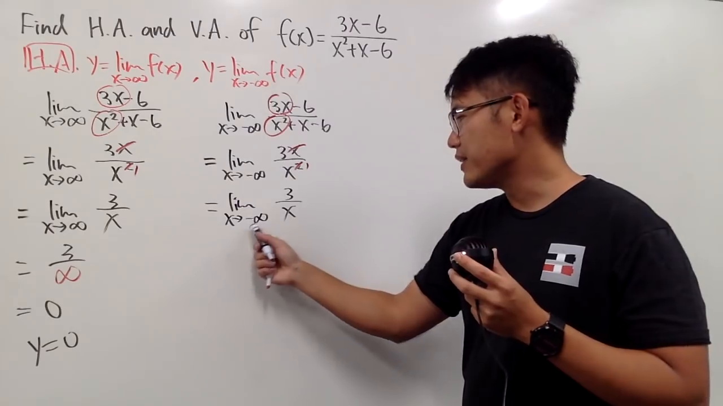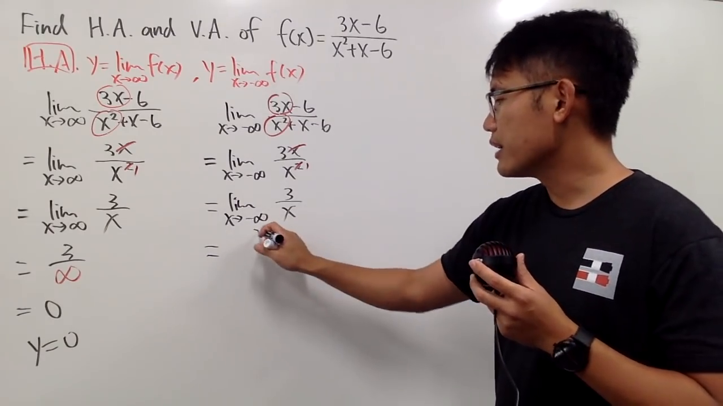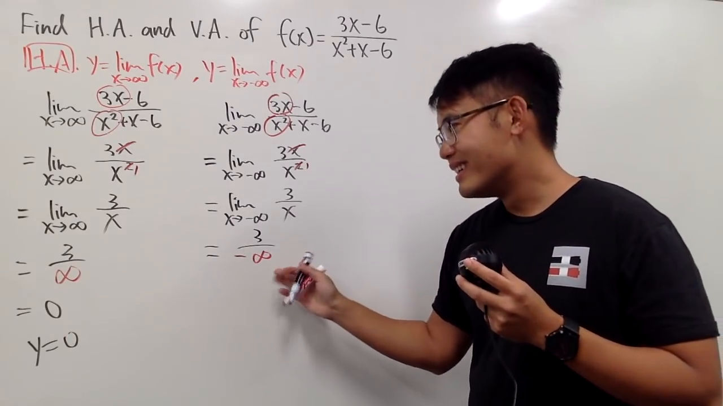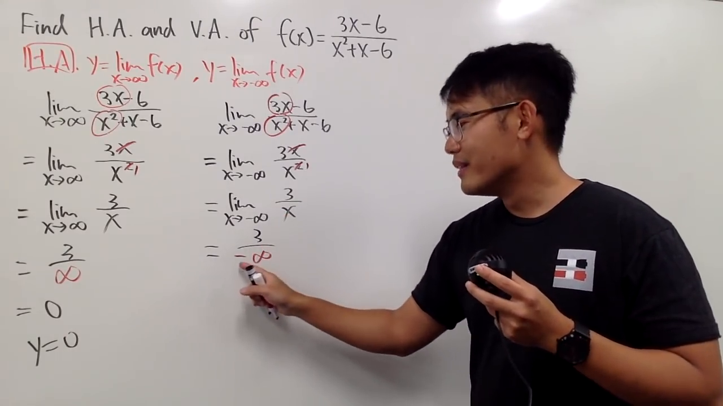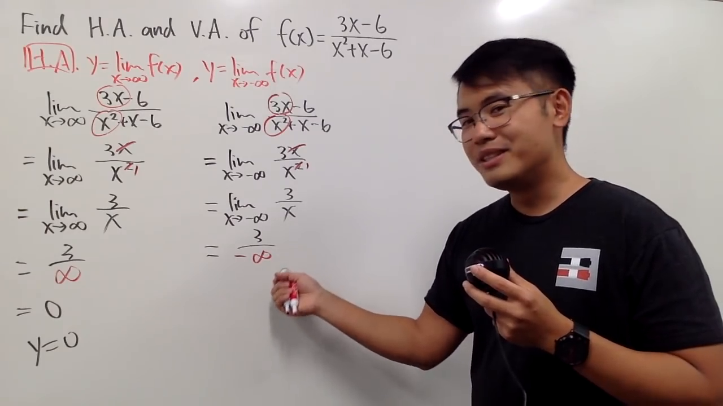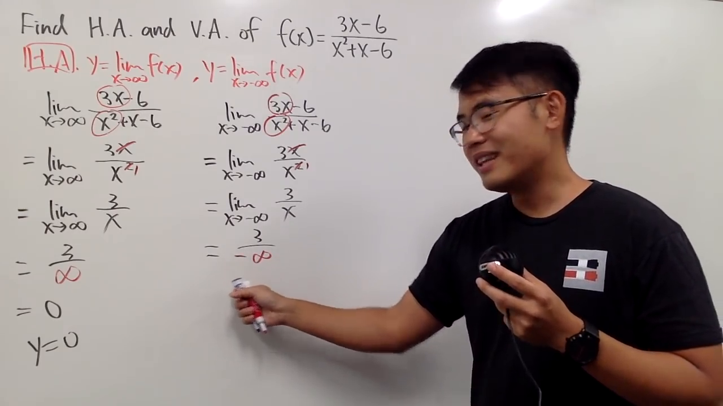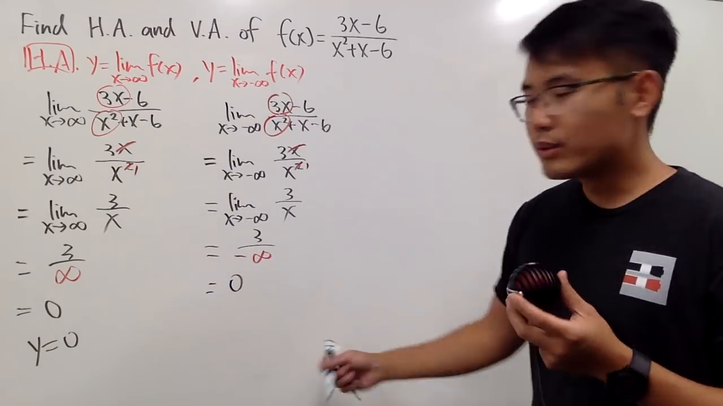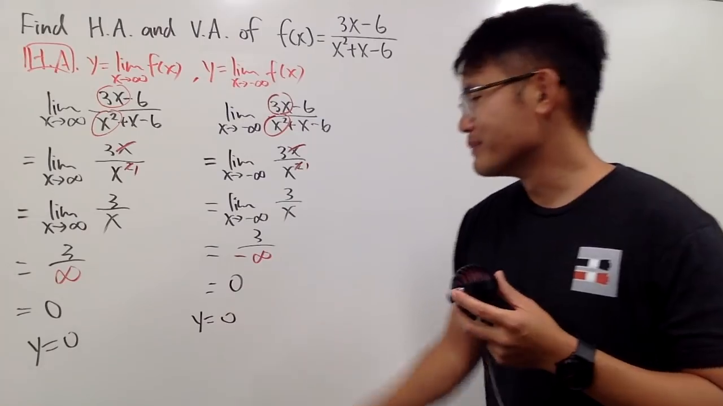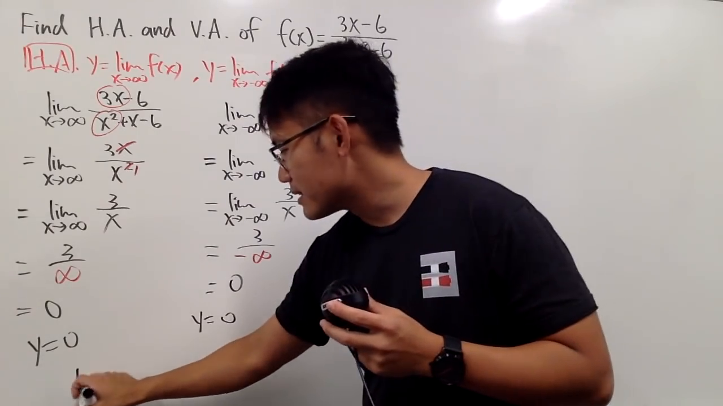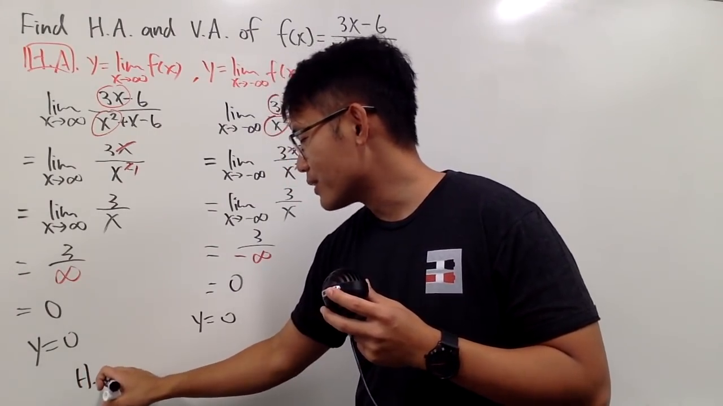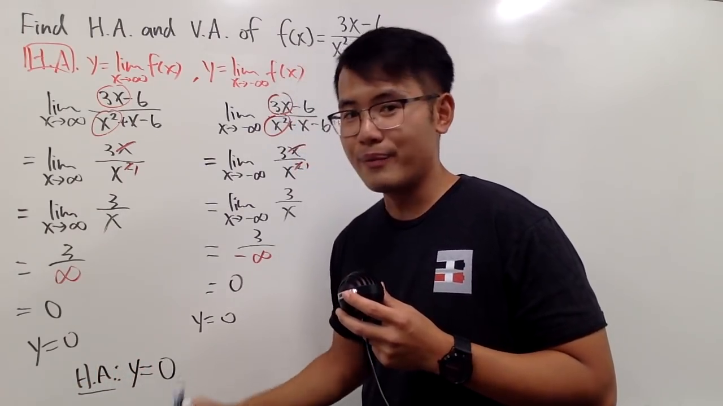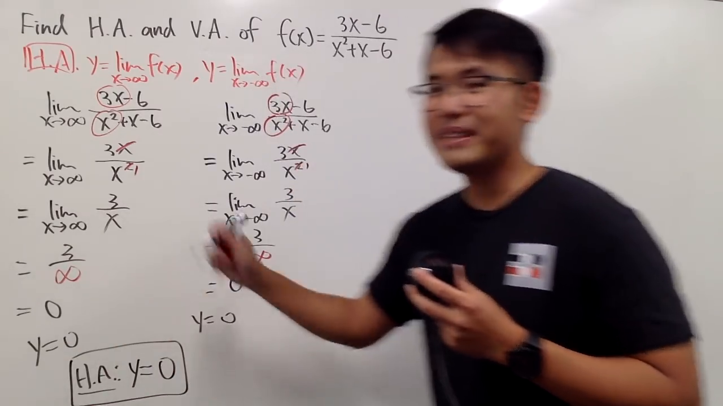And you can plug in negative infinity here, and you get 3 over negative infinity. Right here, even though you have positive 3 over negative infinity, this is still 0. If you want to put negative 0, that is still 0, so this is 0. And notice we have y equals 0, so they are the same. That means we only have one horizontal asymptote, and that is y equals 0. And this right here is it, right?